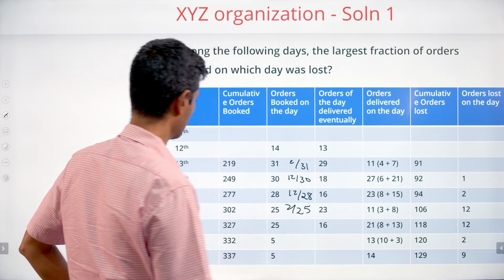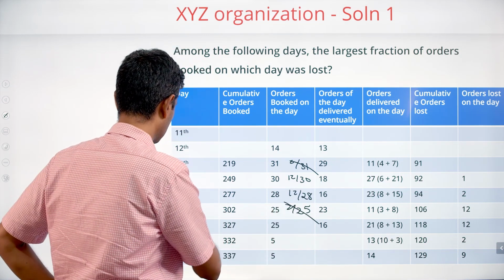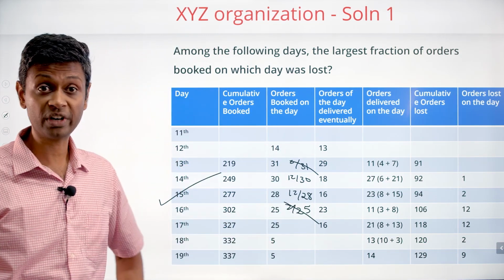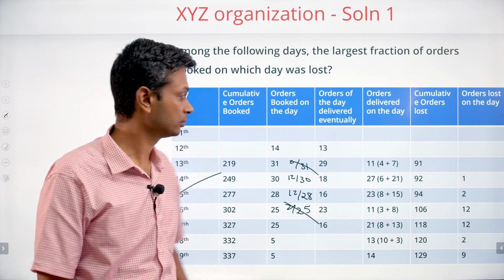13, 14, 15, 16. These two are very small. Between 12 by 30 and 12 by 28, 12 by 28 is larger. The largest fraction of orders was lost on 15th. We lost 12 out of 28 orders.